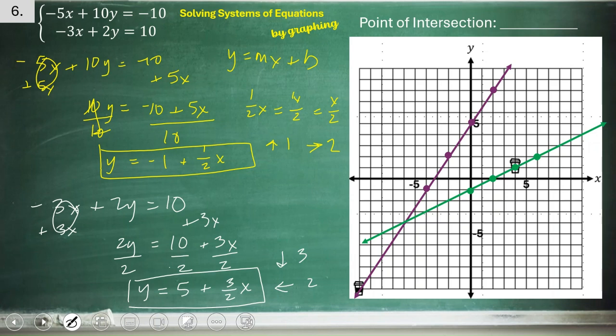So now I am going to find the point of intersection, and that is the point where the two lines meet. That's right here. So I'm going to look at that. That looks like it's -6. I'm going to write it up here. -6, and it's negative 1, 2, 3, 4, -4. So our solution or our point of intersection, they're the same thing, is (-6, -4).